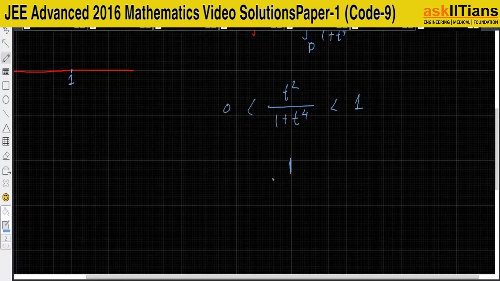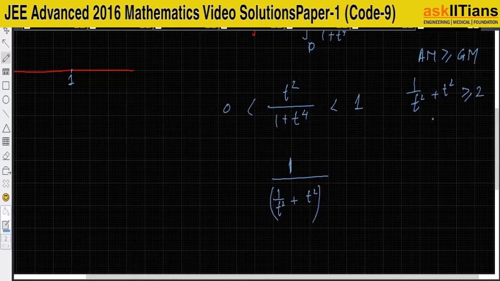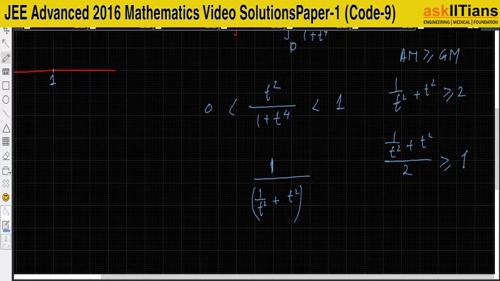if I take this t square to the denominator, I'll get 1 by t square plus t square. Now t square is a positive quantity, so 1 by t square plus t square will always be greater than or equal to 2. Why? Because of AM greater than or equal to GM. The arithmetic mean of 1 by t square and t square, that is (1 by t square plus t square) divided by 2, will be greater than or equal to the geometric mean. The geometric mean of these two numbers is simply 1 by t square multiplied by t square, that's 1, and to the power 1 by 2, so that's again 1. So this quantity will be greater than or equal to 2.